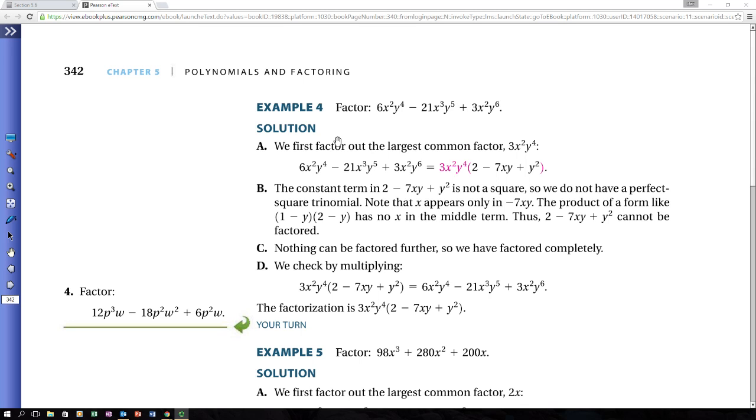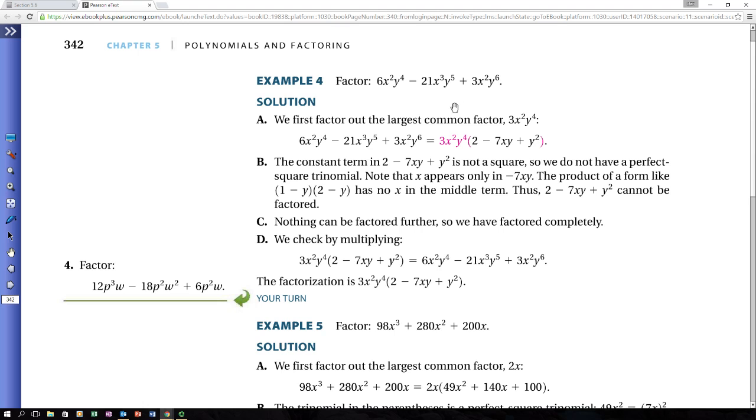Example 4. Factor 6x squared y to the 4th minus 21x cubed y to the 5th plus 3x squared y to the 6th. Now, definitely getting more complex, right? And this is why we should always look for common factors first. When I look at that, I'm going, whoa. If I had to just say, hey, I have a trinomial now, what do I do? This would be very difficult. So I look for that common factor.